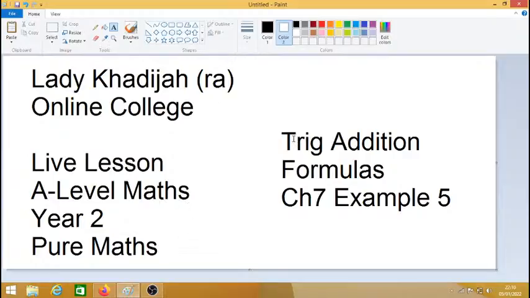Today's topic is one of the trig addition formulas. If you're following through in the Pearson Edexcel book, it's chapter 7, example 5.